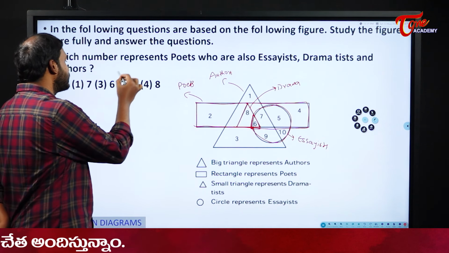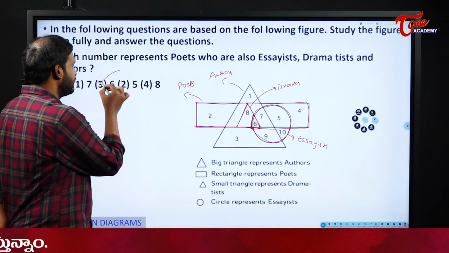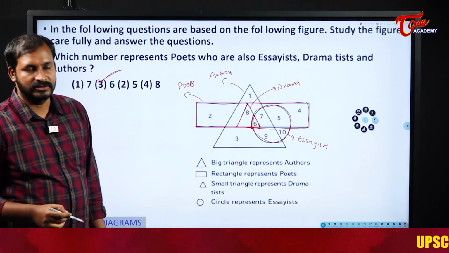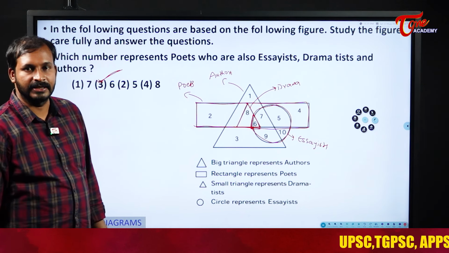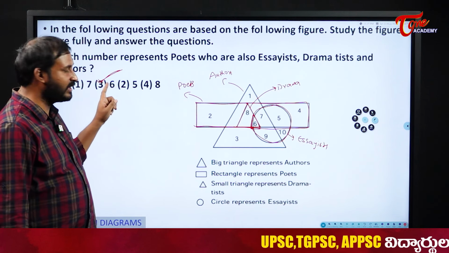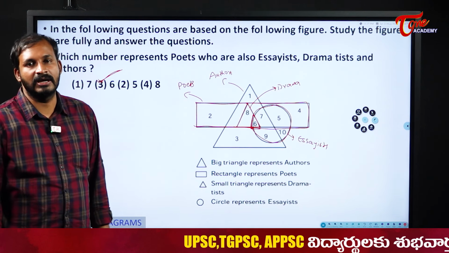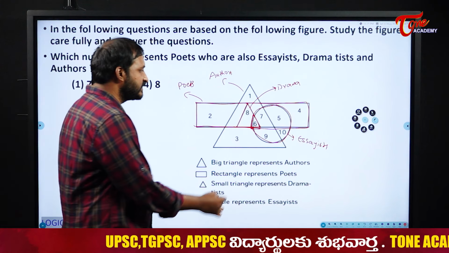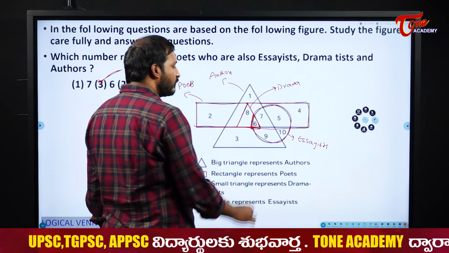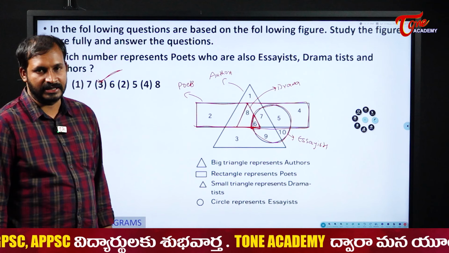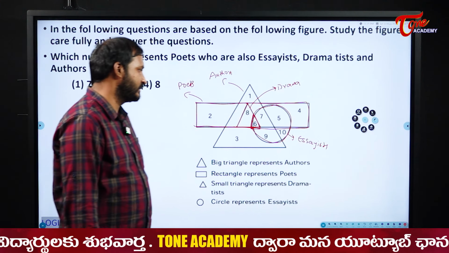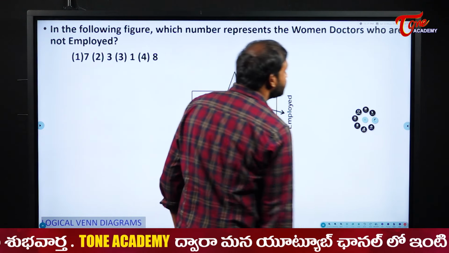So our answer here becomes option, okay, just it is reversed. Option 6 will be, sorry, option 3 will be our answer here. Number 6 will be our answer here. Why? Because this is the intersection of all the 4 categories. So the 6th portion will be our answer.